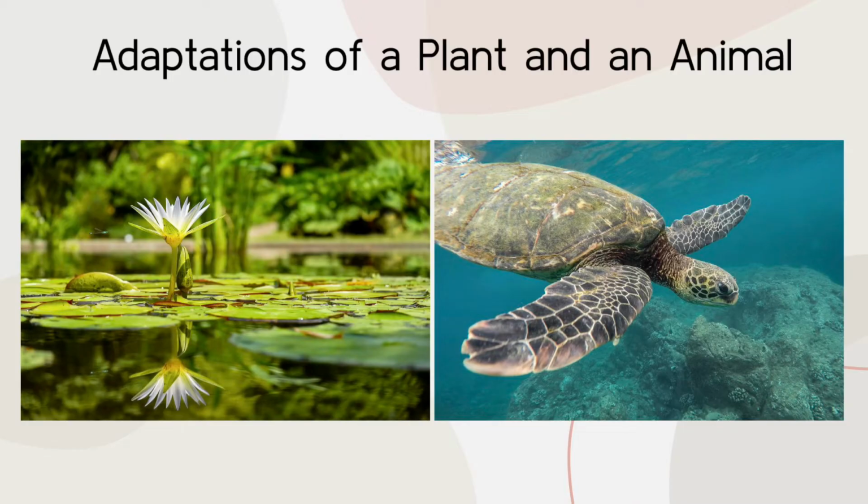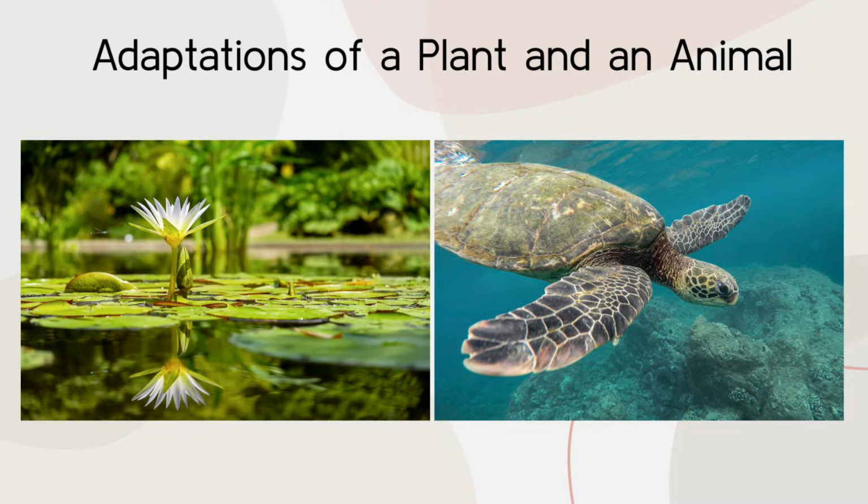Adaptations of a plant and an animal. My chosen plant found in my biome is the water lily, which is a plant that grows in freshwater and seawater. One adaptation is that it has a cuticle that covers the upper side of the leaf to keep it as dry as possible, which helps the water lily gather direct sunlight.